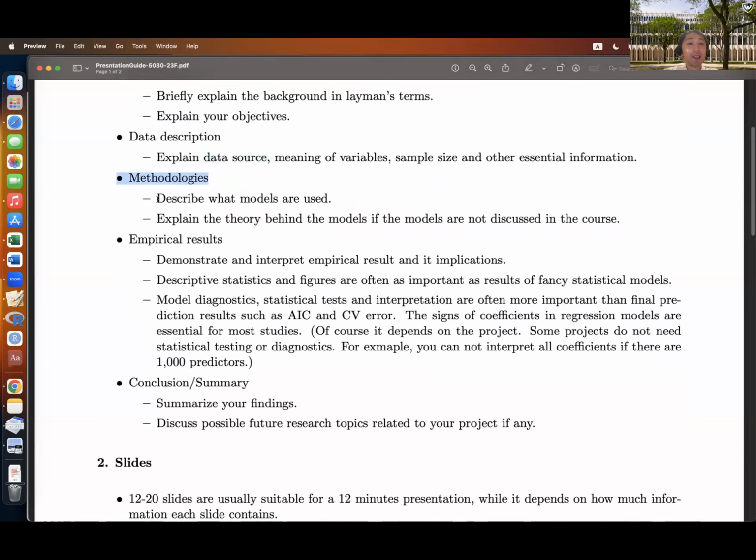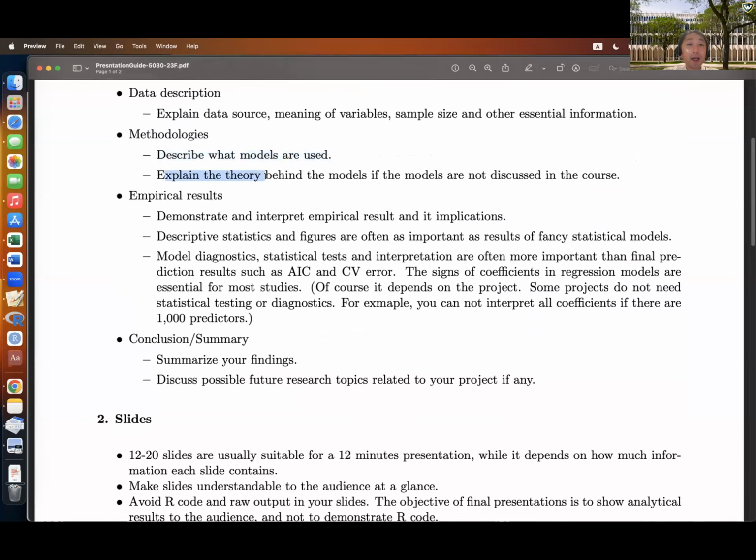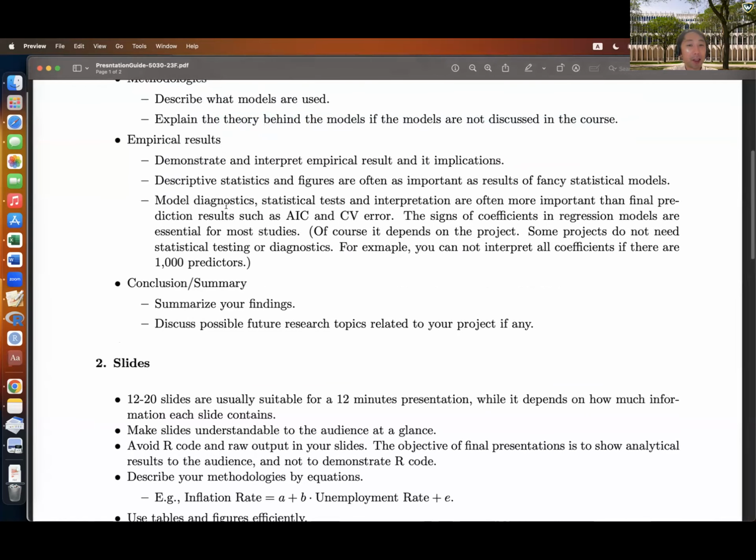And the methodologies describe what models are used. If you use linear regression, then what's the response, what are the predictor variables, and explain the theory behind the models if the models are not discussed in the course. I think only a few of you have methods that are not covered in the lecture, but if you have any, briefly explain the model.